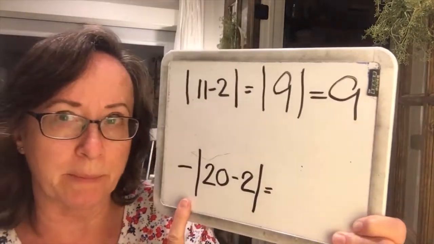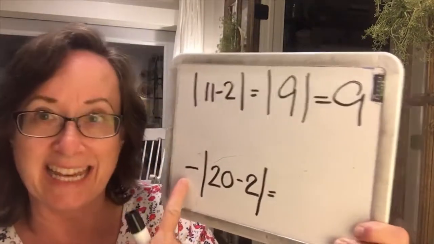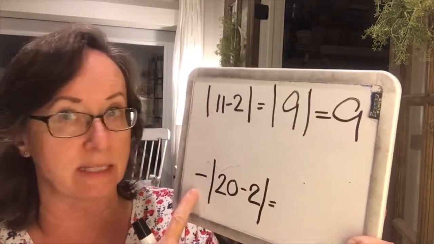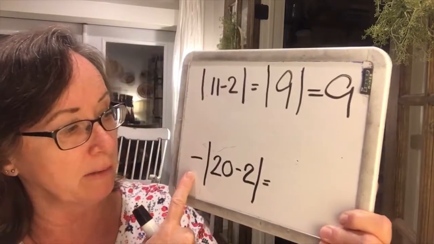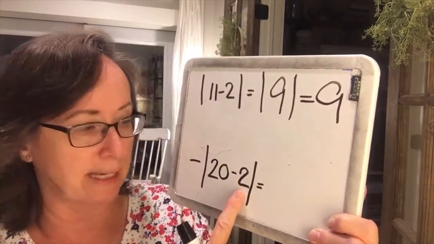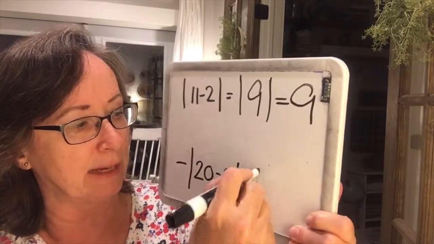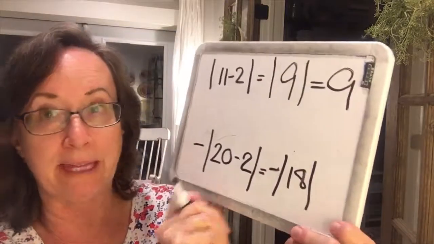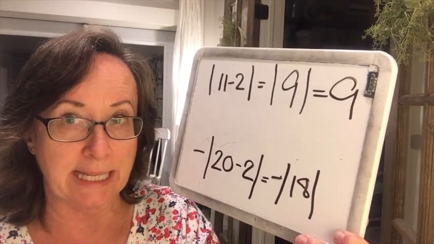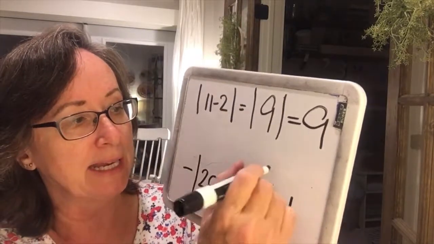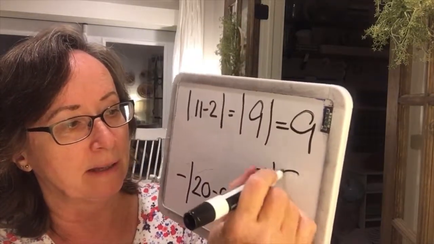Okay, here we have one a little bit more complicated. We have a negative outside the absolute value sign. So that negative is not acted on by the absolute value. So we start at the inside. 20 minus 2 is 18. So we're going to have negative the absolute value of 18. And then we say, well, what is the absolute value of 18? And that's going to be positive 18, right? So we have negative 18.